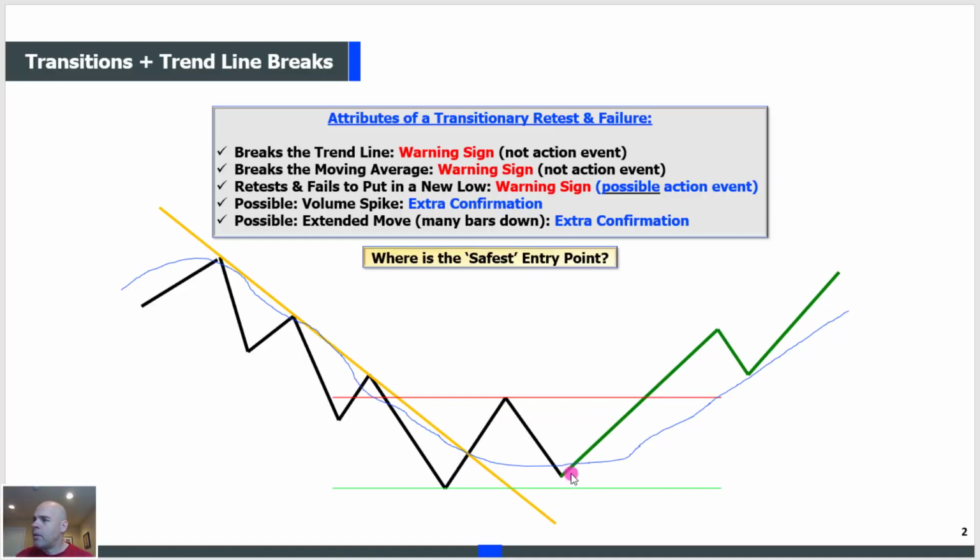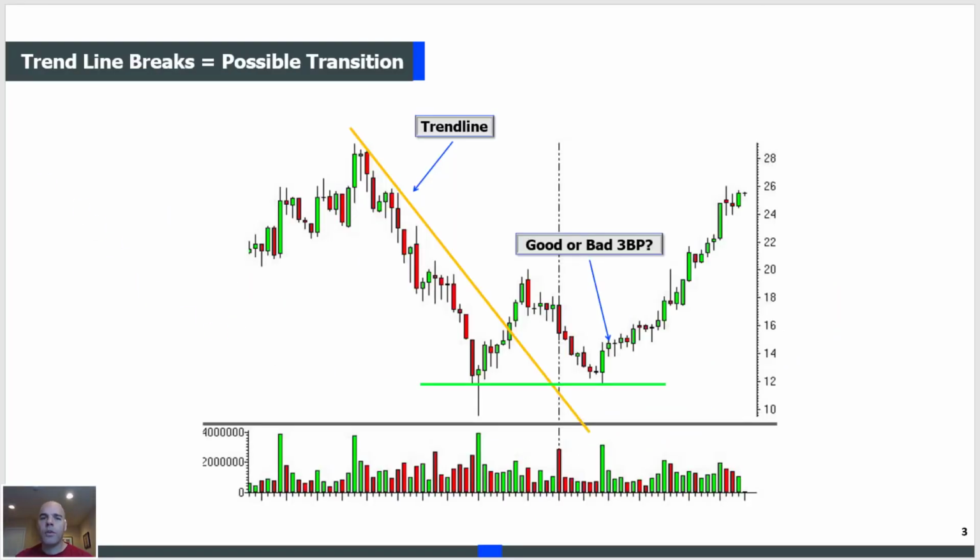Remember, the double bottom area that we talked about, the retest and failure, is a warning sign. Sometimes it can be an action event on like a parabolic or a climactic move, but most of the time, this double bottom area is not an area in which you really want to buy a stock. You want to wait for confirmation. All right, extra confirmation is always good, okay? So this, for example, is an example of a trend line break. There's no moving average on here, where the stock moves up, pulls back, retests the low here, but doesn't put in a new low and then goes higher.